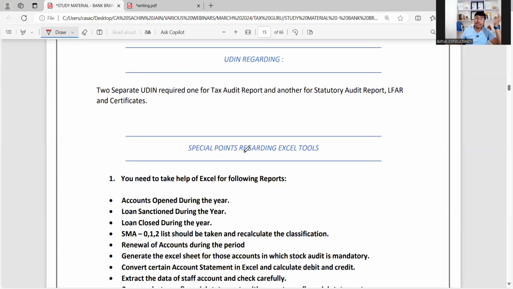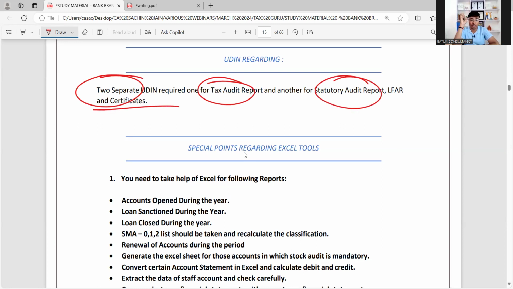UDIN कल हम लोगों ने डिस्कस कर लिए थे. Two separate UDIN is required. One is in case of tax audit and another is for statutory audit report, LFAR and the certificates.